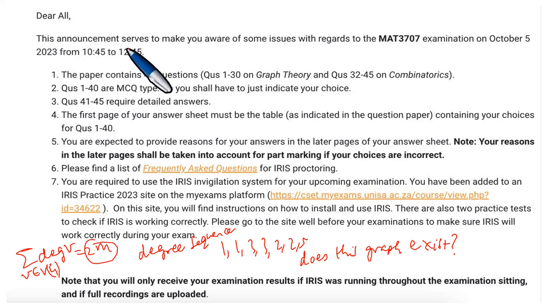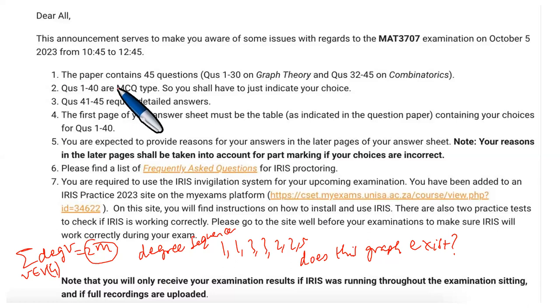For instance, this announcement, I will just run through this. This announcement serves to make you aware of some issues with regards to the MAT 3707 exam on October 5, 2023. 10:45, it's late morning, so it's perfect. One can wake up and have a cup of coffee, etc. Just at about 11, one starts.